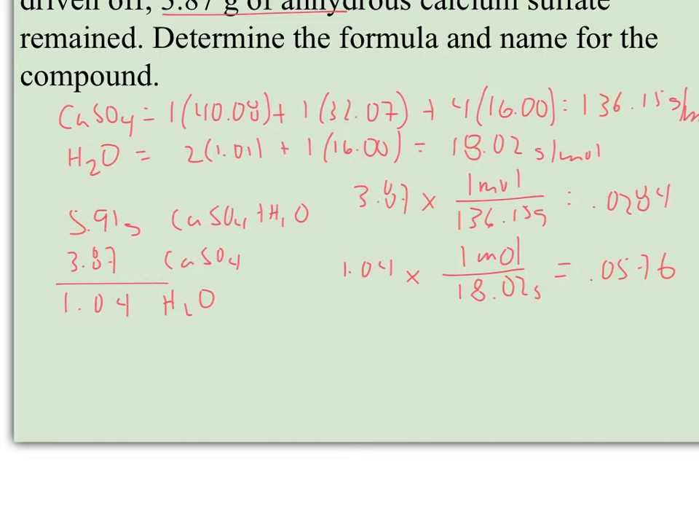So 0.0576, the water's got more moles than the crystal. It looks to be about twice as much, but I'll divide to be sure. 0.0576 divided by 0.0284, and I come up with 2.028. So it's 2 times, or 2 molecules. And so my formula would be CaSO4 with 2H2O, or calcium sulfate dihydrate.